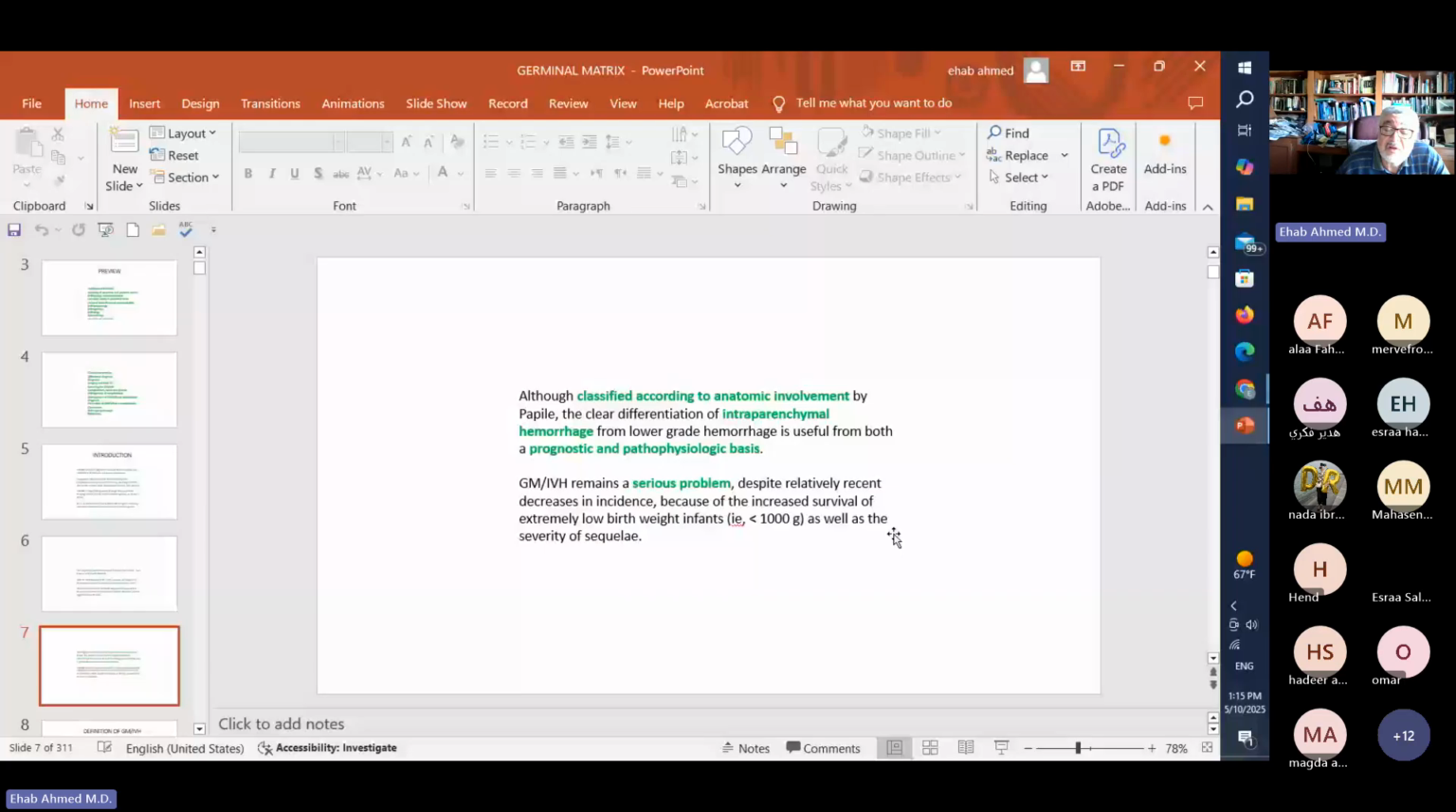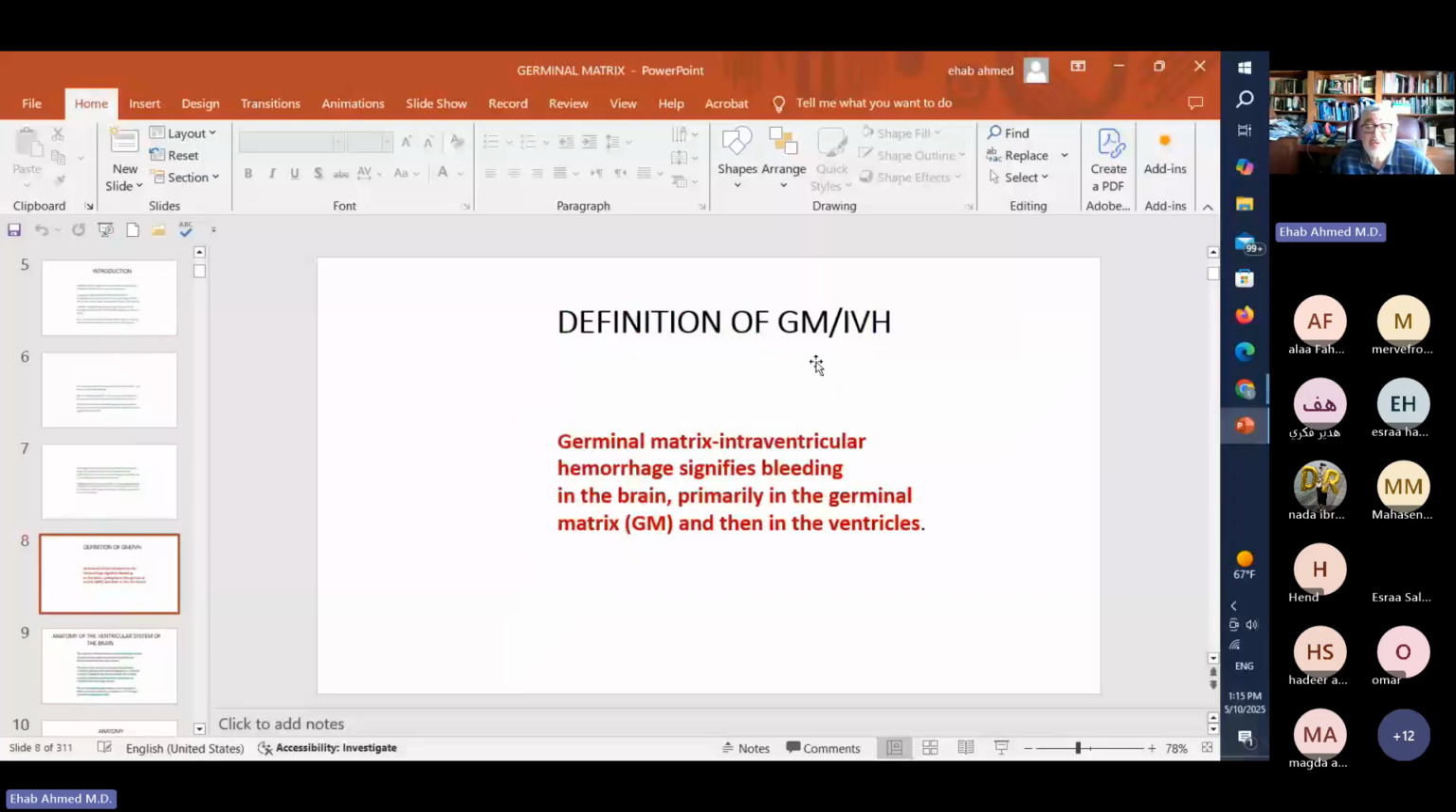And it is still a serious problem, especially in babies less than 1 kilogram. So what is germinal matrix bleed, GM-IVH? It is bleeding in the brain that starts primarily in the germinal matrix and then may or may not go to ventricles, may or may not go to the brain parenchyma.